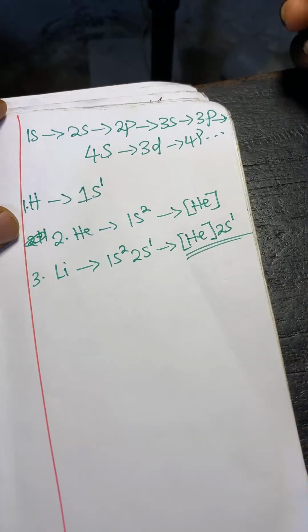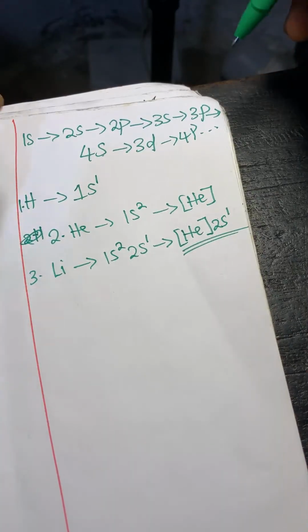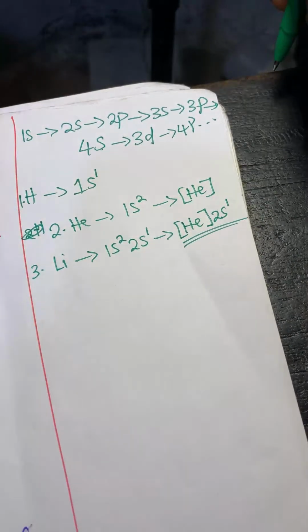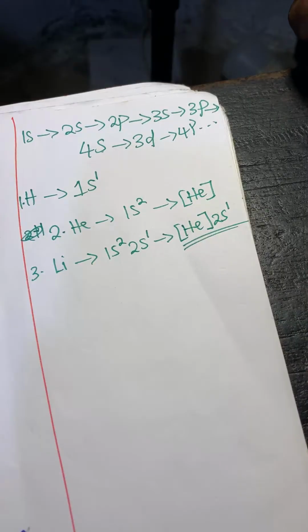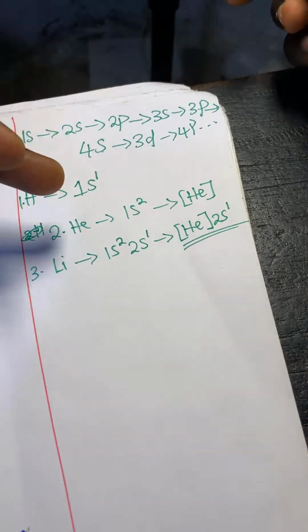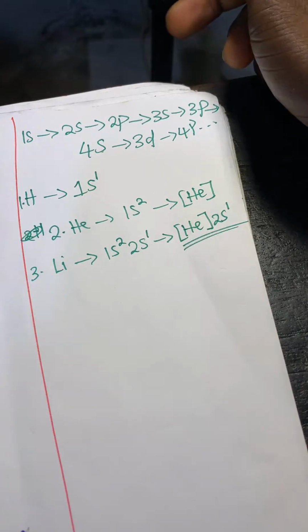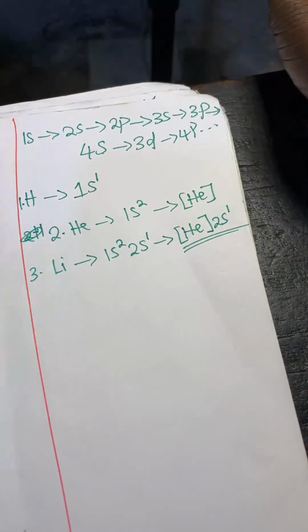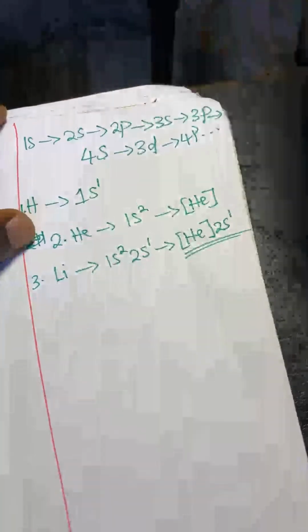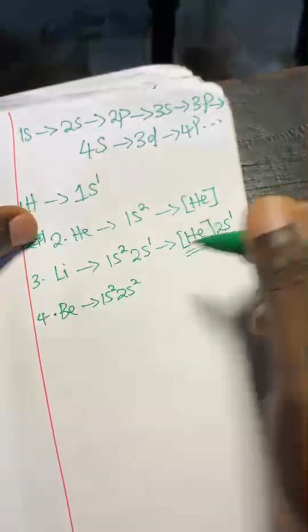JAMB has asked before for chlorine, and of course for chlorine we are not going to be mentioning helium. After helium, the next noble gas is neon. Then after neon, the next noble gas is argon. In that order, you go to krypton and the rest of them. So what we are saying in essence, if you go to number 4, number 4 is beryllium. That will be 1s2, 2s2.